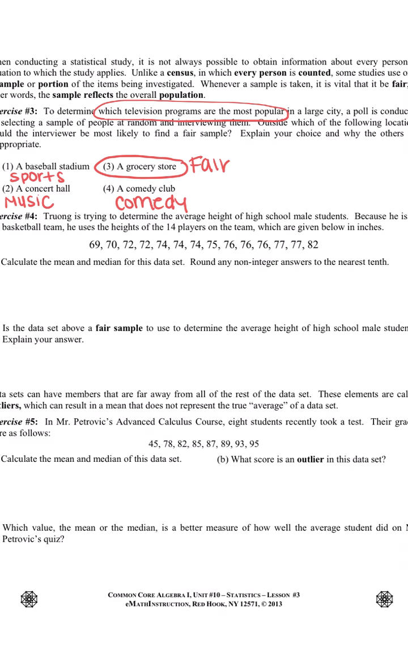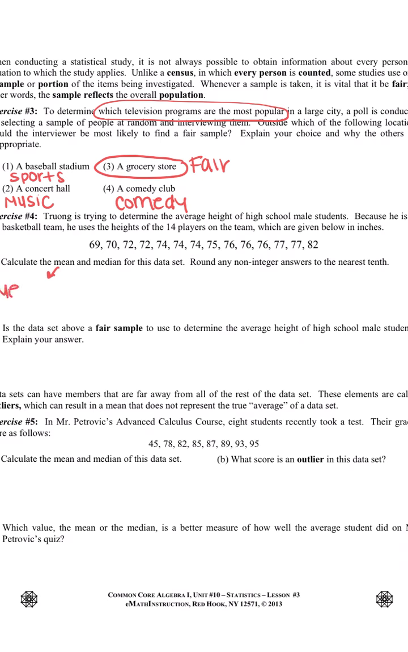Exercise number 4 says, Churong is trying to determine the average height of high school male students. Because he is on the basketball team, he uses the heights of the 14 players on the team, which are given below in inches. Calculate the mean and median for the data set. Round any non-integer answers to the nearest tenth. So again, that is 1 decimal.